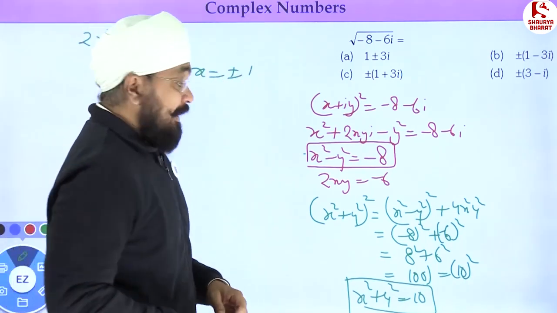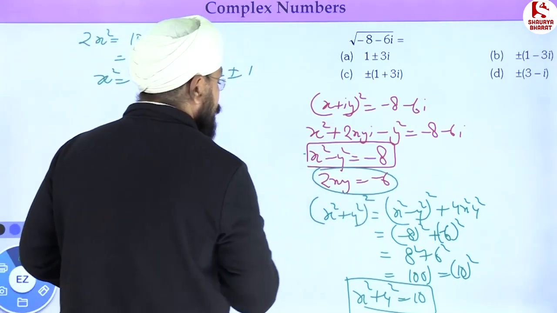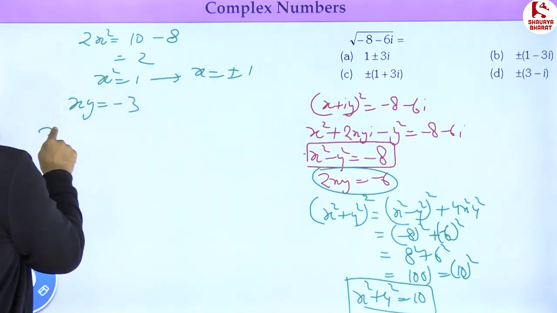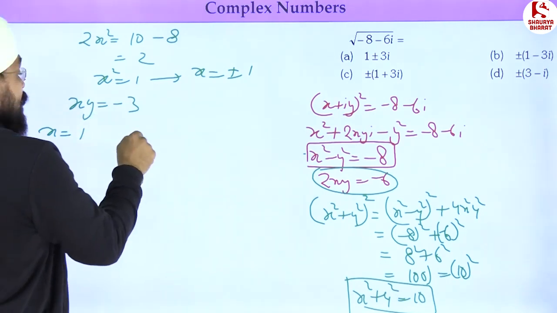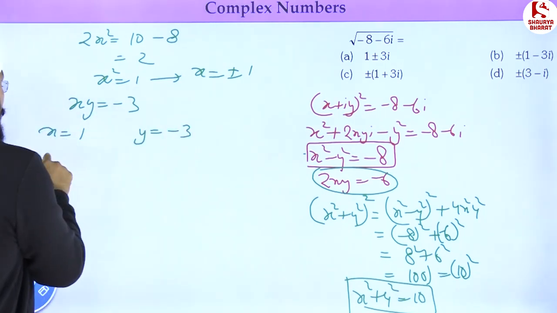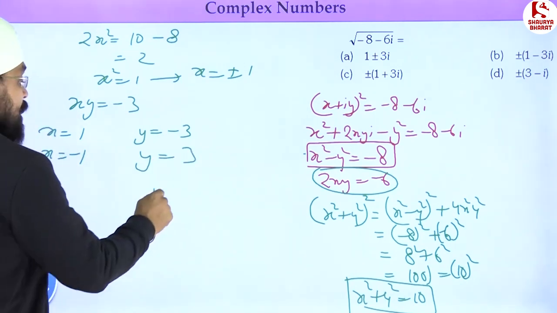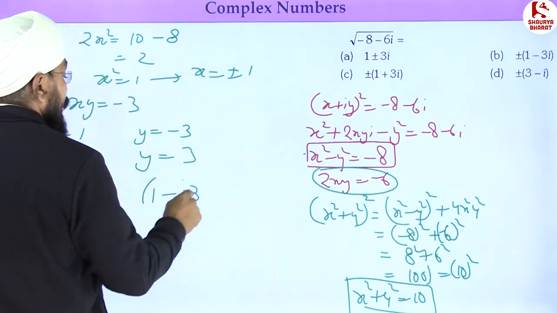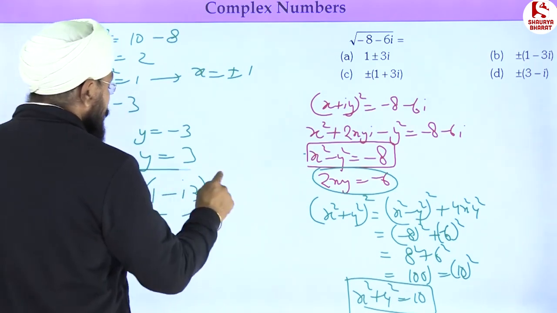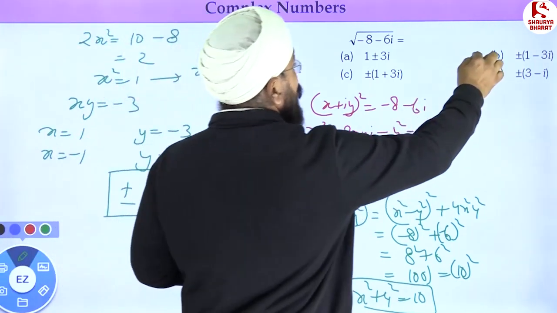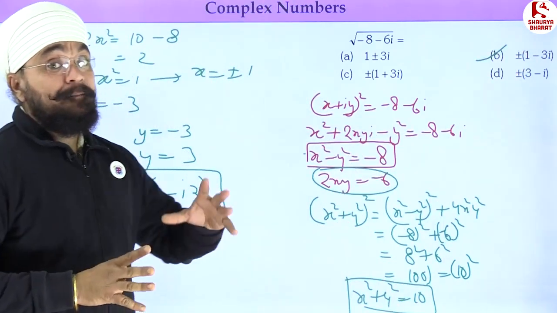Now if you go with this equation, xy is equal to minus 3. When you put x equal to 1, this will give you y equal to minus 3. If I put x equal to minus 1, y will be equal to 3. So we have plus or minus of 1 minus 3 iota. So this is the answer, with the basic method.